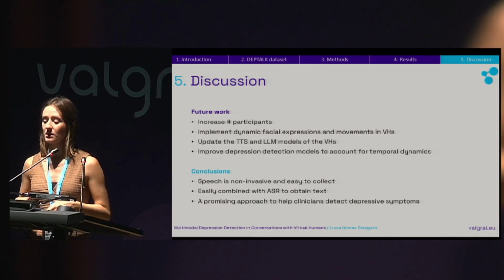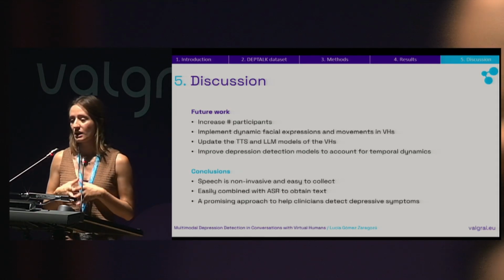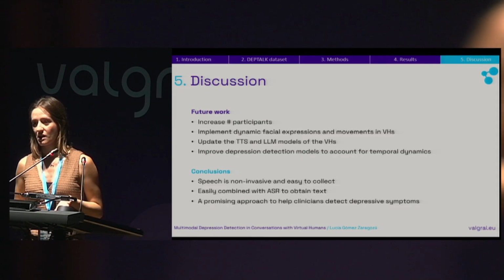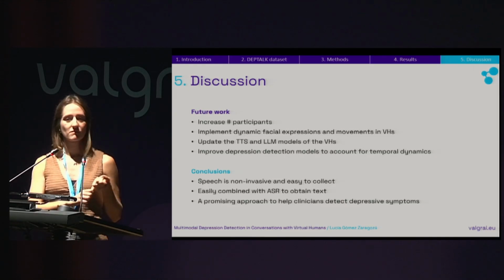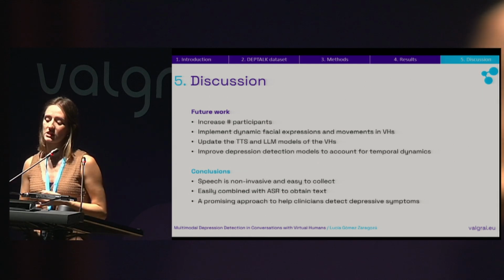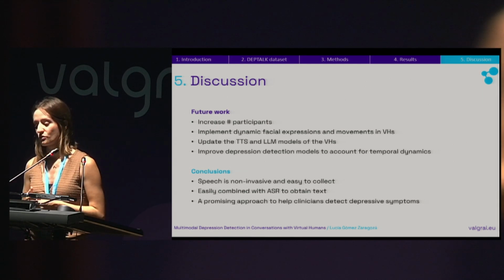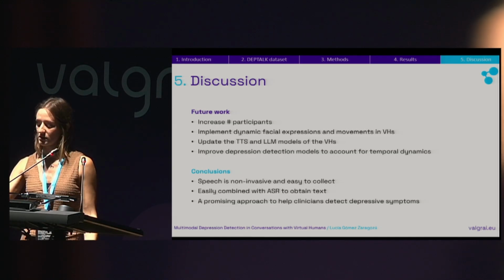But in summary, this work proved that we can use speech to detect depression in our system, and speech has many advantages, such as it's non-invasive, easy to collect, we can convert it to text with automatic speech recognition. So this work presents a promising approach to help clinicians to detect depressive symptoms.